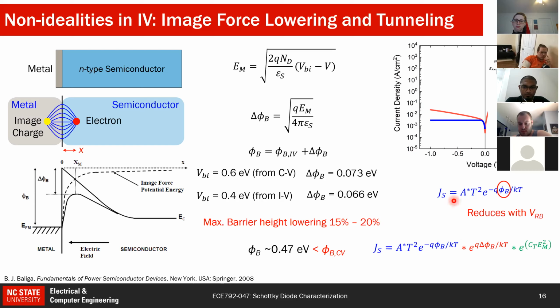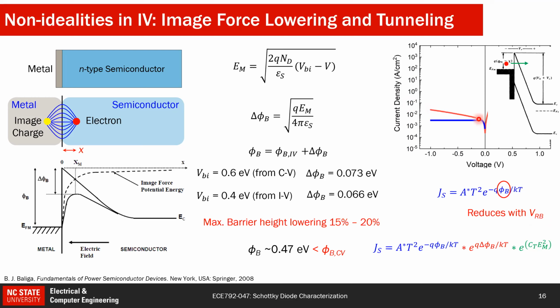So the modified equation for the reverse leakage is this, where we have a certain leakage at zero bias based on this, and then from the barrier lowering, there would be additional leakage, and because of the tunneling, the field will increase in reverse bias, and you will have more and more leakage, and that's why you see a line going upwards rather than having a constant leakage. So this is all about non-idealities in IV, and so now we'll see why we still don't match the CV barrier compared to the IV barrier.